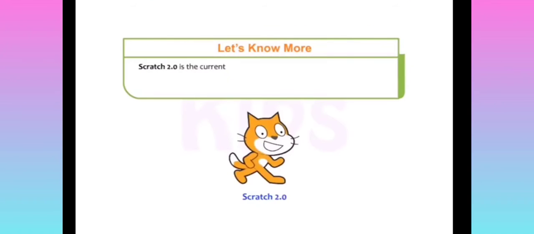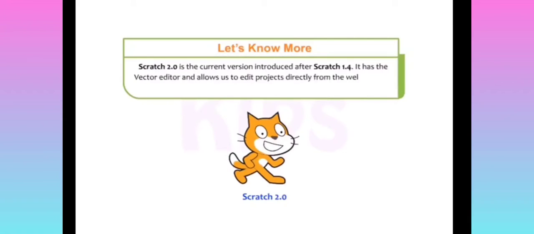Let's know more. Scratch 2.0 is the current version introduced after Scratch 1.4. It has the vector editor and allows us to edit projects directly from the web browser or in an offline editor. 3.0 is released soon, right?